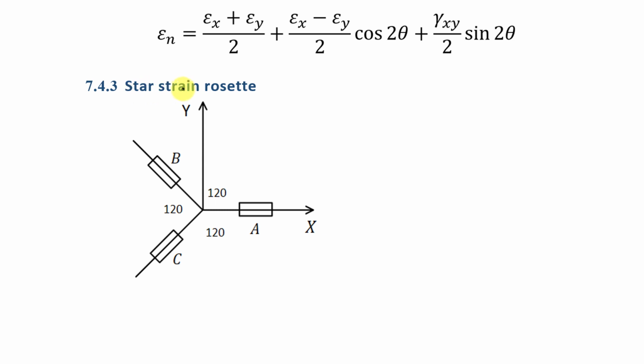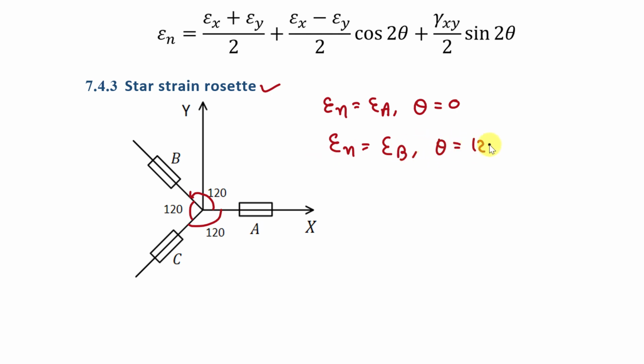And now we will have the third type of strain rosette, that is the star strain rosette. In the star strain rosette, we have the arrangement of strain gauges as shown in this figure. Here strain gauge A is on the x-axis, strain gauge B is at an angle of 120 degree from the x-axis, and this angle is 120 degree, and this angle is also 120 degree. So for epsilon n equal to epsilon A, theta is equal to 0, right? For epsilon n equal to epsilon B, the value of theta is 120 degree, right? Because from the x-axis, theta in the anticlockwise direction has the value 120 degree.